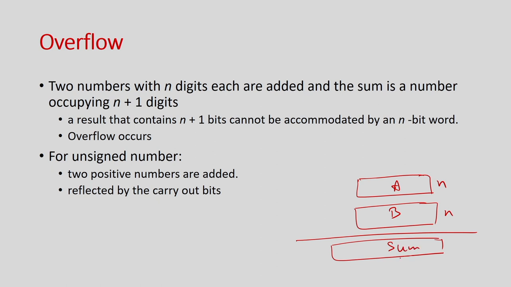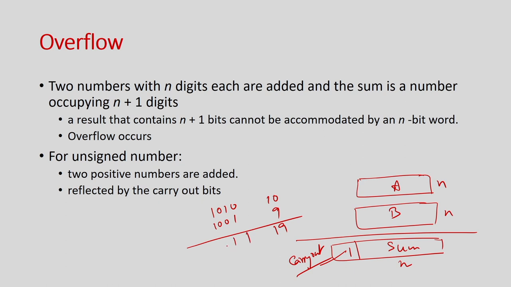This is your sum, and the way we developed the full adder, this sum is n bits, and this is your carry out, right? So whenever there is a carry out equal to 1, we will say there is an overflow, right? Think about an example when you have 4 bits and your number is 1010, which is 10, and 1001, which is 9. If you add these two, it is 19.